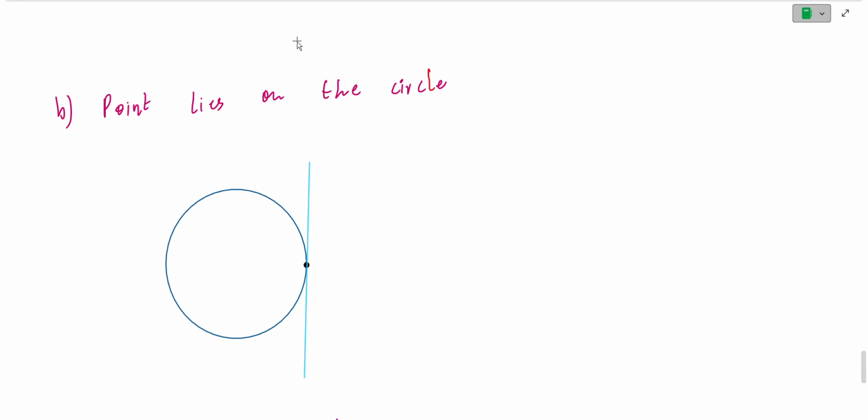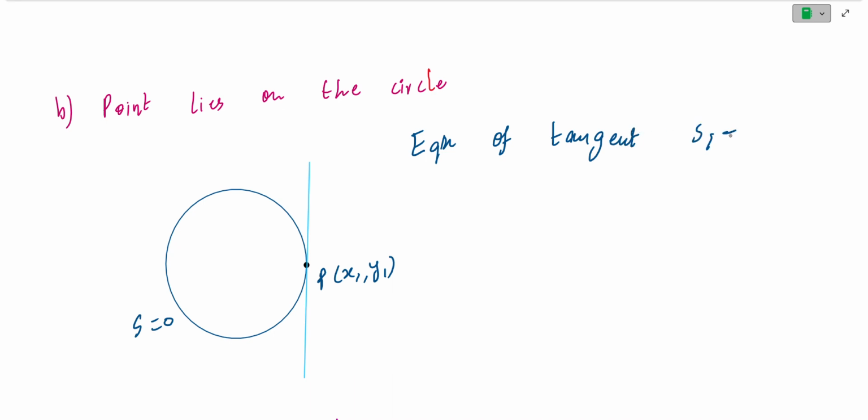So if a given circle equation is S is equal to 0, and the given point is (x1, y1), then we can say that the equation of tangent is S1 is equal to 0.